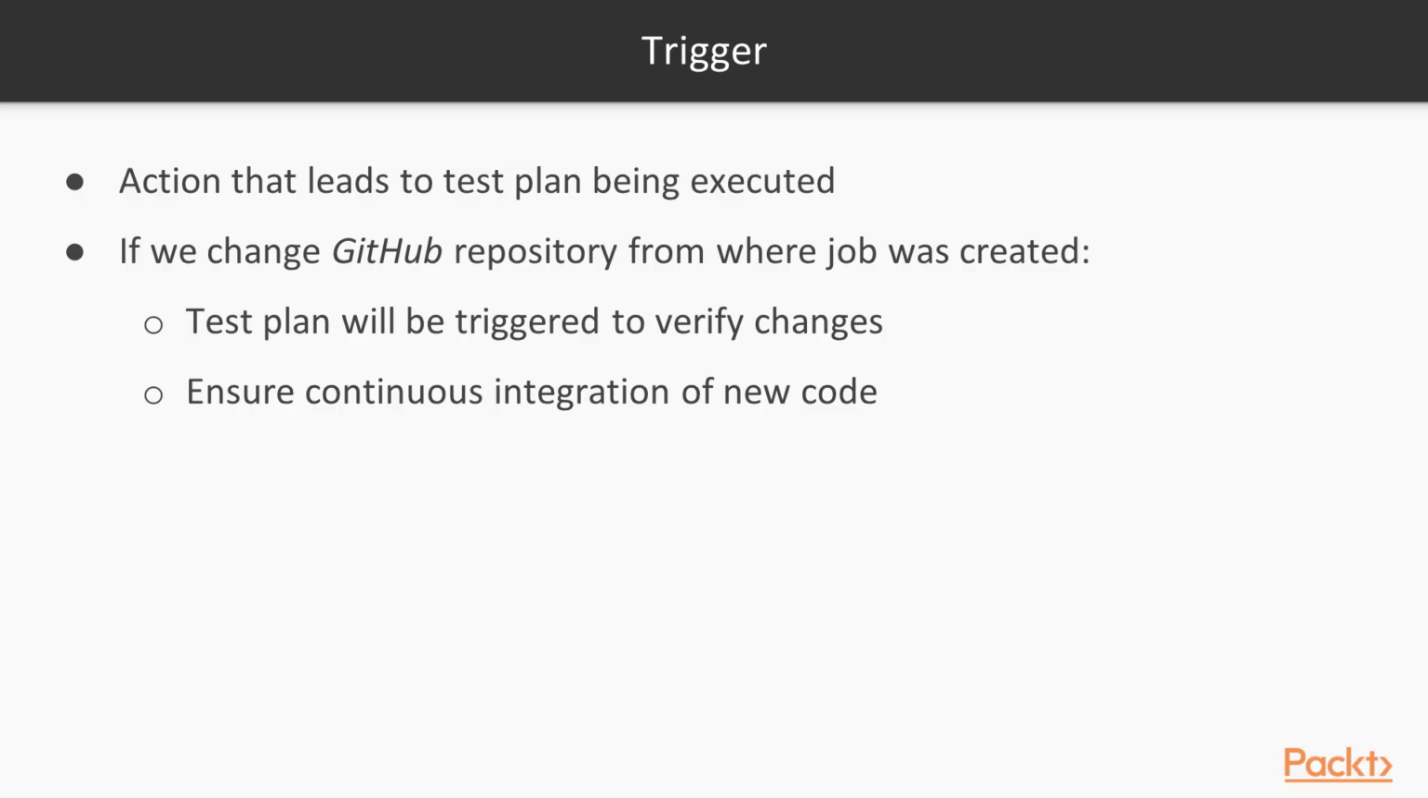By default, Bamboo creates something called a trigger. A trigger is an action that leads to a test plan being executed. In this case, if we change the GitHub repository from where the job was created, the test plan will be triggered to verify the changes, ensuring the continuous integration of new code.